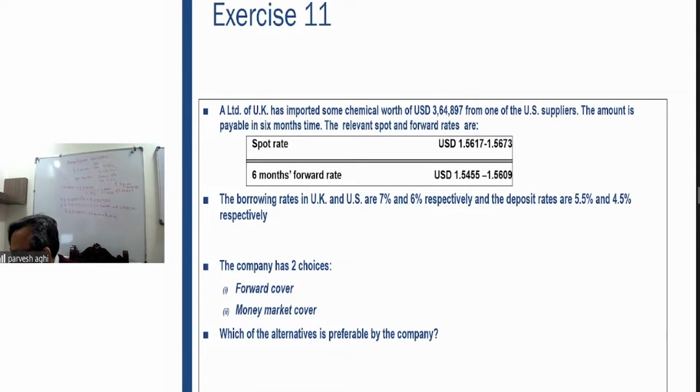Is it clear? For this question, can we use IRP theory for finding out the forward rate? No, of course we can find the forward rate, but the forward rate may actually be either more or less or the same. We don't know. Normally, if the interest rate differential comes true and the banks are setting the forward rates according to the interest rate theory, then of course it makes sense.